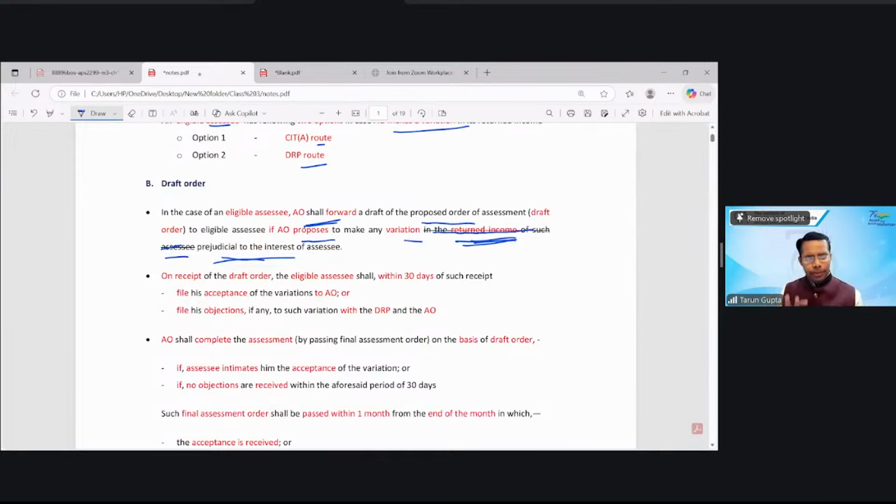You're with me? On receipt of the draft order, the eligible assessee shall, within 30 days of such receipt, have two options, either to accept the variation or file objection before the DRP.